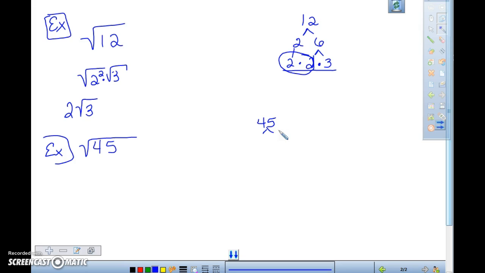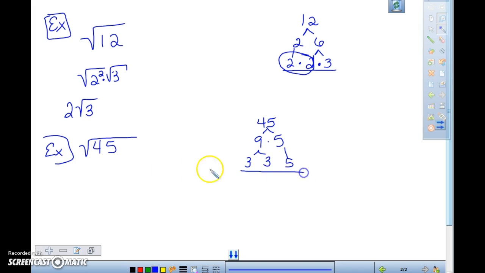All right, square root of 45. Let's do a factor tree for it. Give me 2 numbers that multiply for 45. 15 and 3. 9 and 5. Or you can do 15 and 3. The beauty of the factor tree is it doesn't matter which pair of numbers you choose. You just got to go back to your roots. There you go.